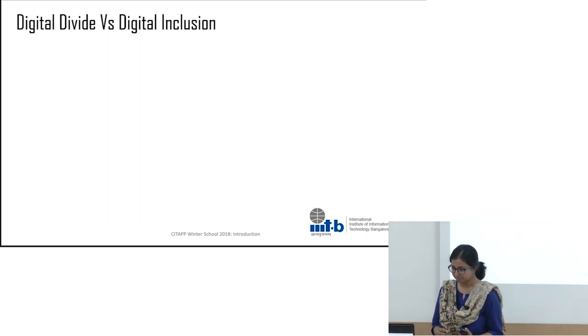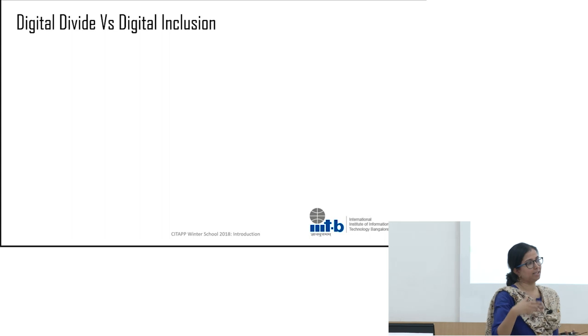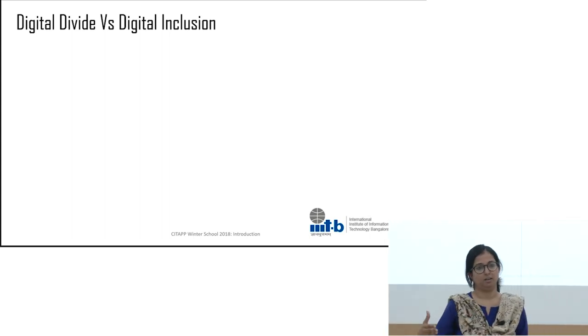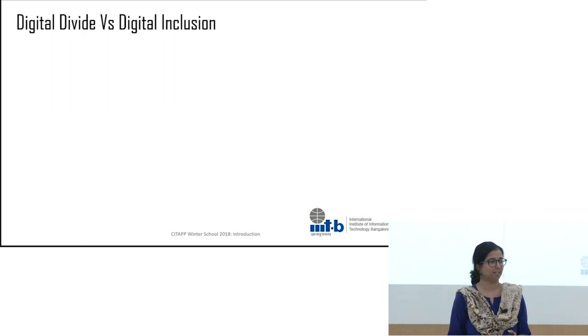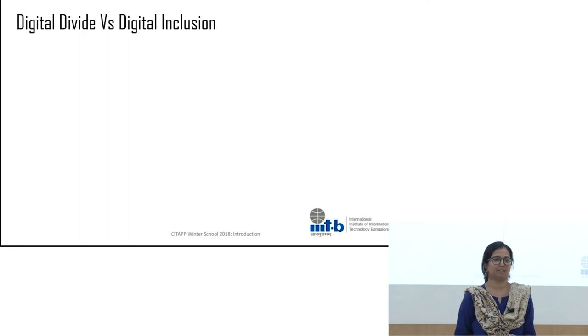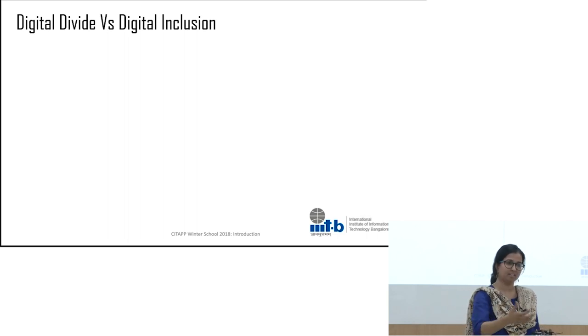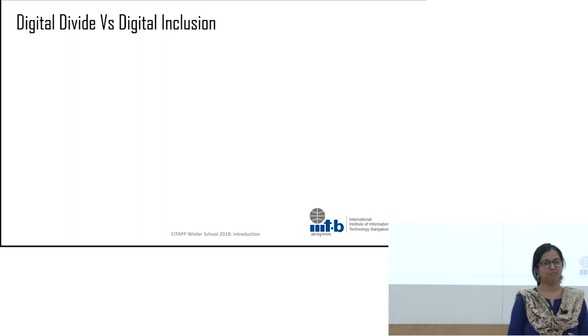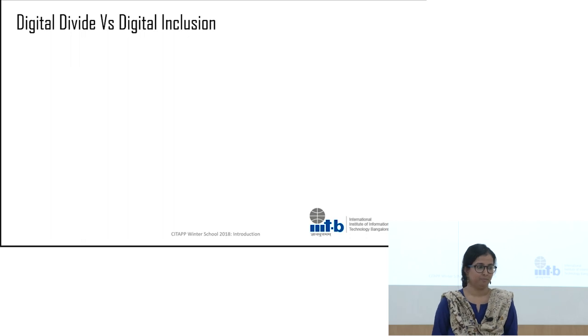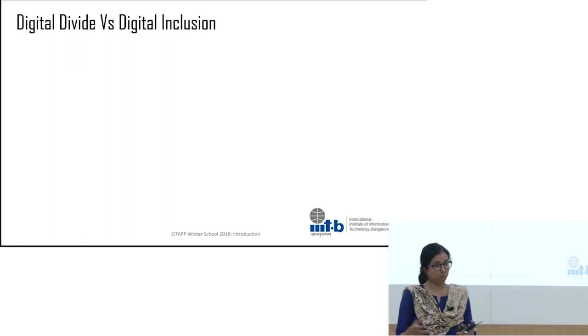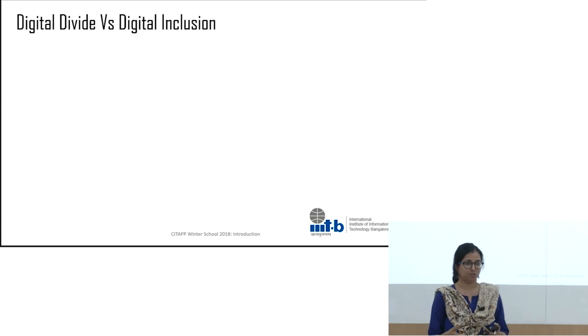The second point is that it underplays that once you have access, there are various degrees of access. So let's say, the way many of you access technology, is it the same way that somebody sitting in a rural area in India who has access to mobile phones, like I'm talking about the device, will access the mobile phone in the same way? Do you see your usage patterns are similar in terms of time and content? No, right? But both of you have access to the technology, to the device.